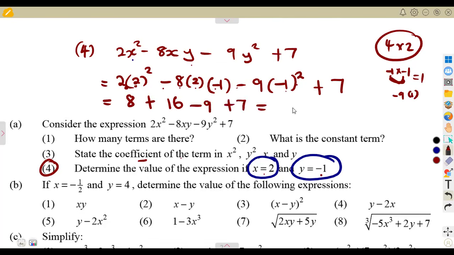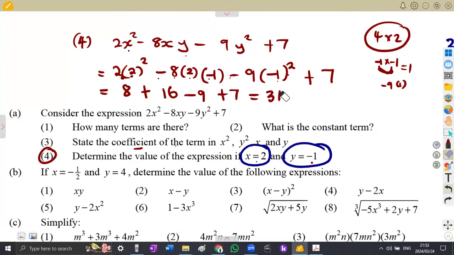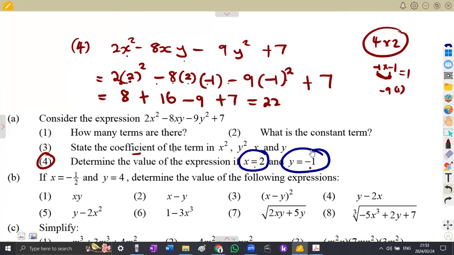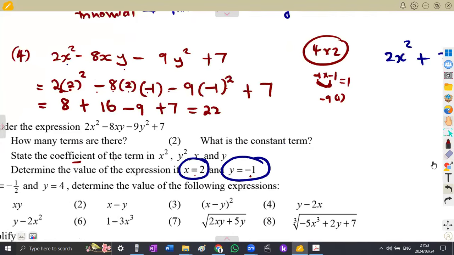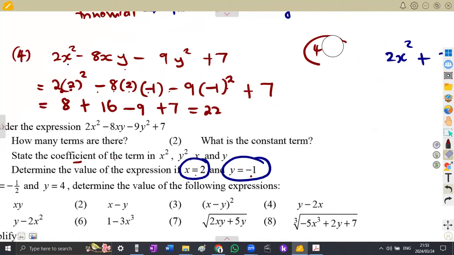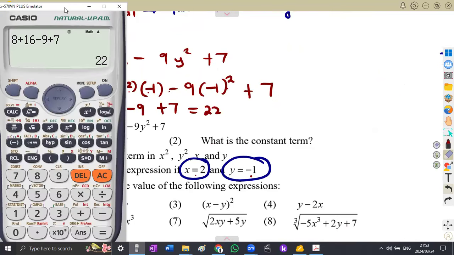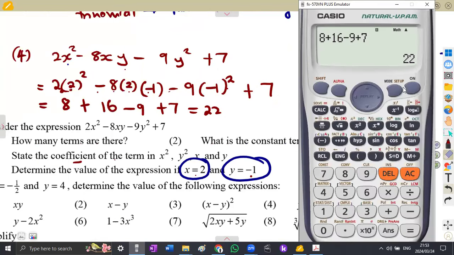Or just use your calculator. So this is supposed to give us a 22 here. This is supposed to give us a 22. All right. Let us have this calculation once again here. Just want you to see this issue of software, guys. Sometimes you end up filling in wrongly here.